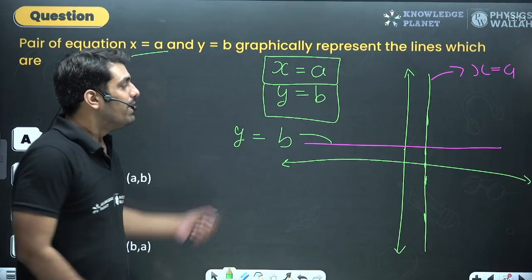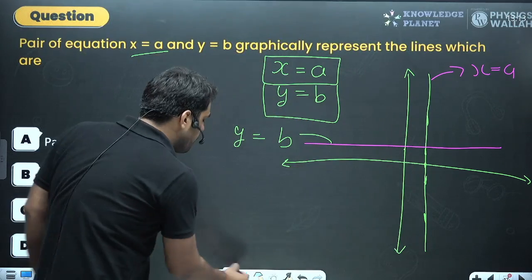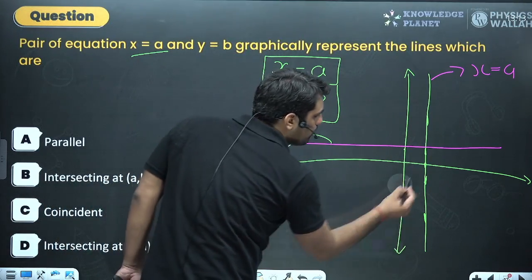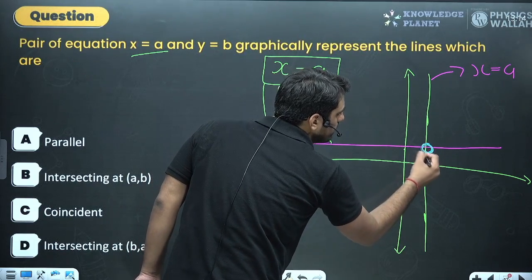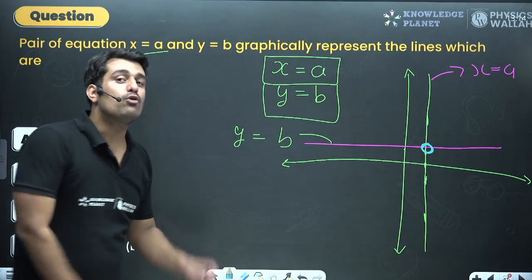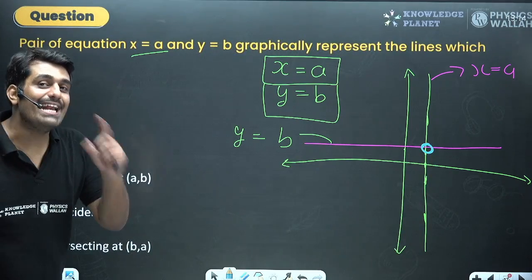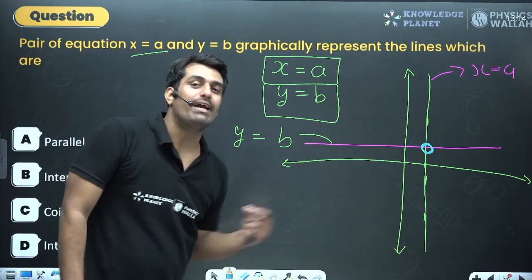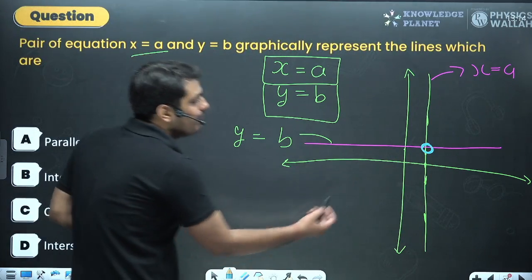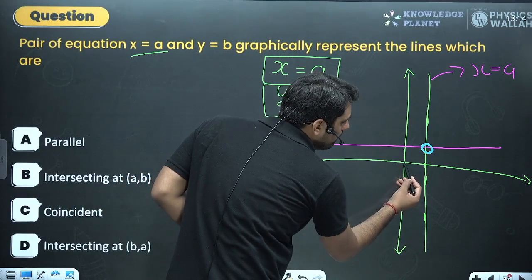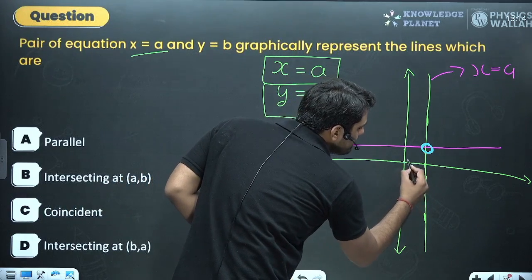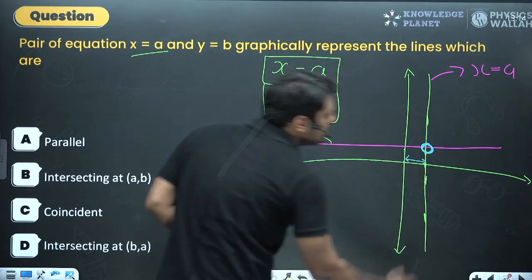What is happening? These two lines are intersecting at one point, and this is our intersection point. What do you think? What is the coordinate of this point over here? If we measure from 0 to this point, how much is the distance on the x-axis?